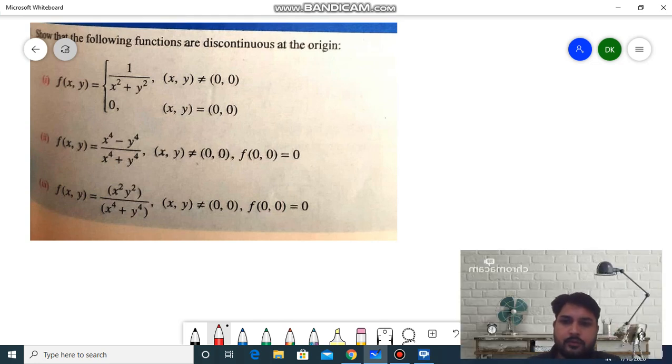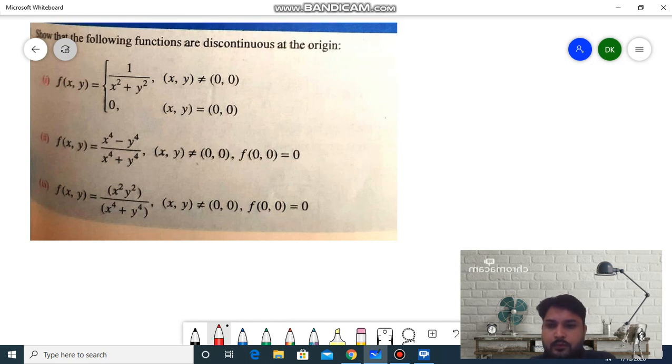Hello student, today we will discuss some discontinuous functions at the origin. Here I have taken three examples of discontinuous functions. Today we will learn how we can check discontinuity of a function of two variables.